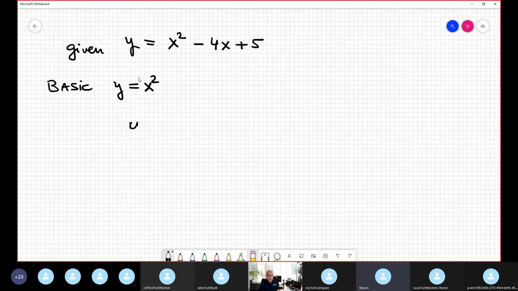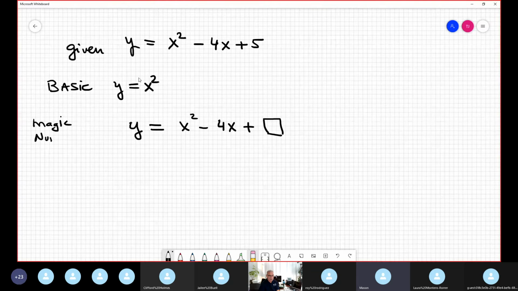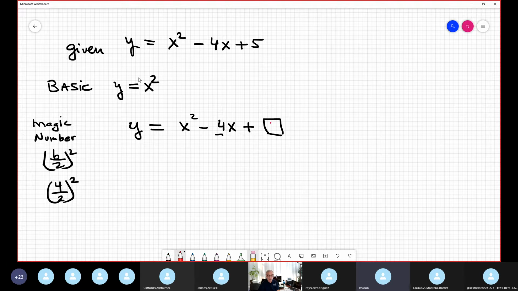So you suppose y is equal to x squared minus 4x plus something. And this something is the magic number that completes the square. It's b over 2 squared. You know that. When you study circles, we do that. In this case, b is 4. 4 divided by 2 is 2. Squared is 4. It's a coincidence that it's 4. So the fantastic number that we need to complete the square is 4.